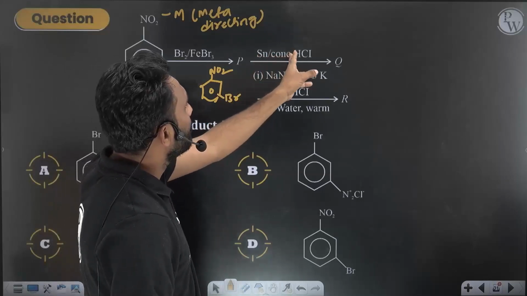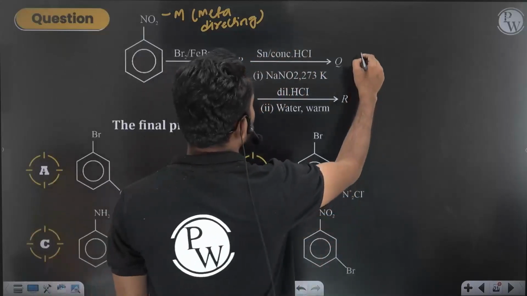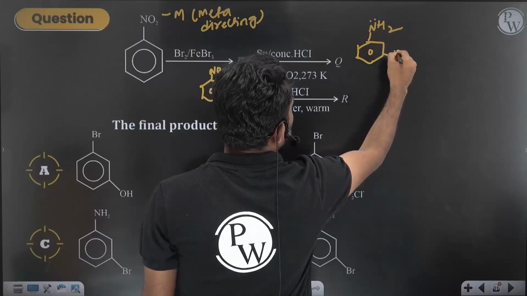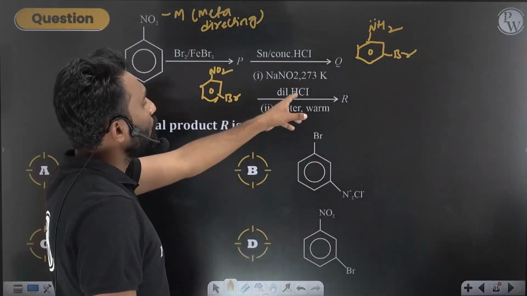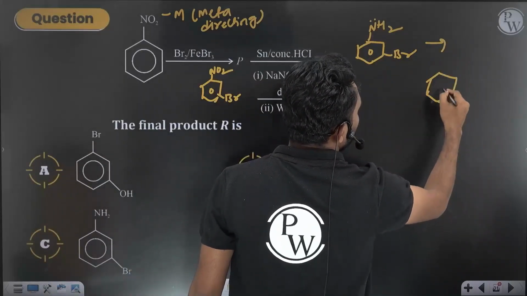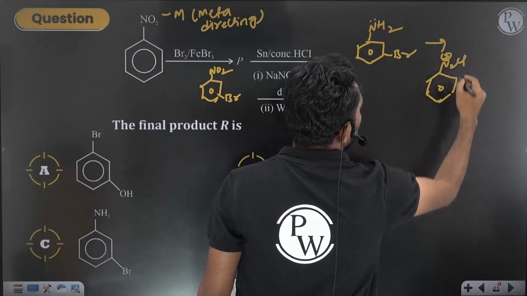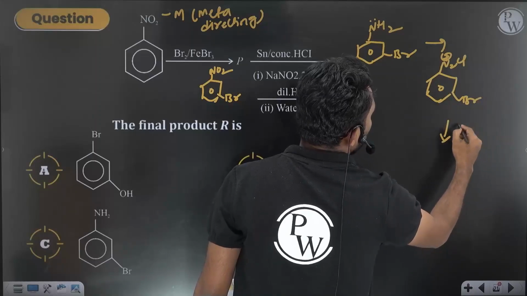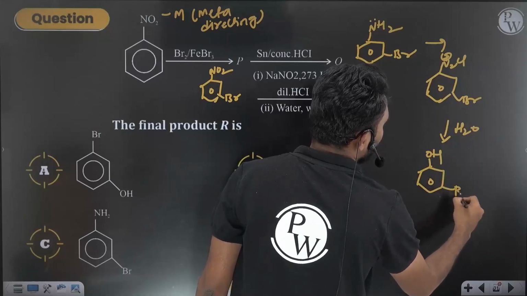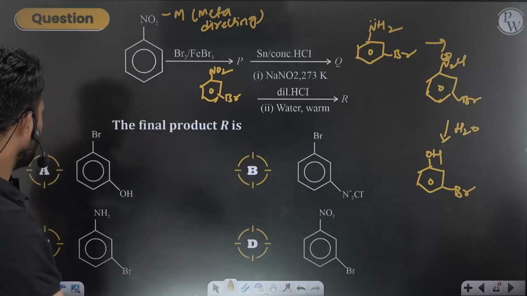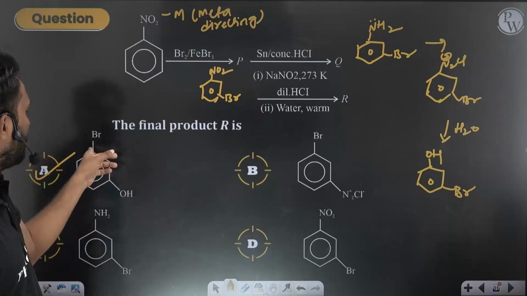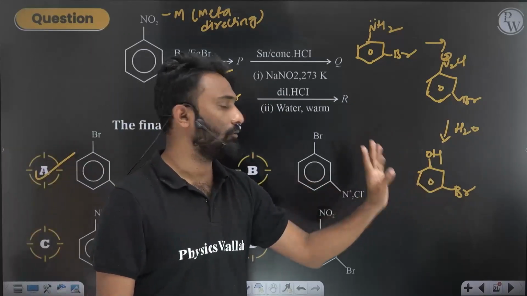Now Sn/concentrated HCl is reduction. This will be converted into aniline, and here it is Br. Now NaNO2 in the presence of dilute HCl and H2O converts it into the diazonium salt. Upon hydrolysis, what will we get? We will get OH, and this is Br. Now what is the answer? Option number A is asking for it. Phenol with Br at the meta position.